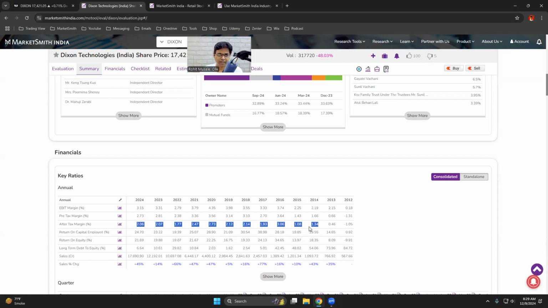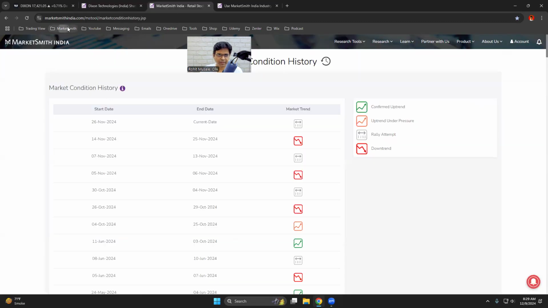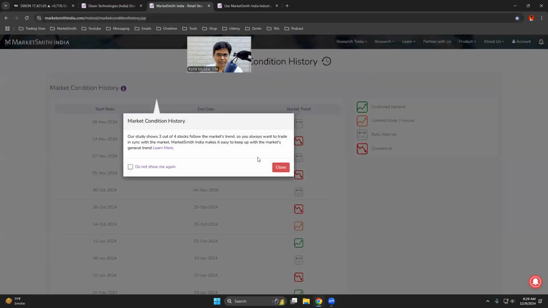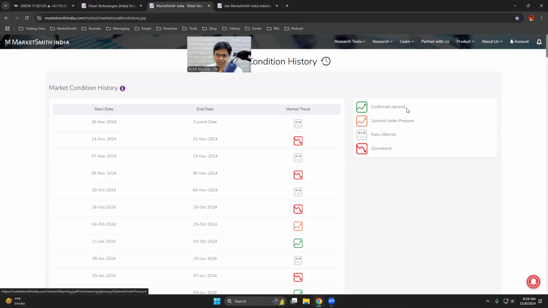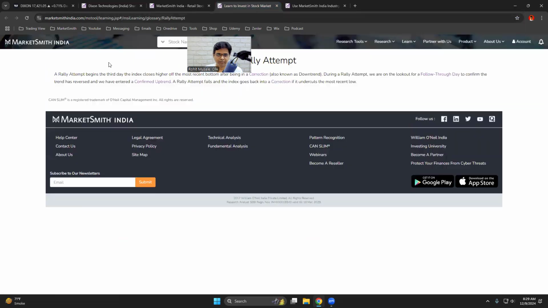Then what else? Market condition. You see this link. Market condition history. See, this is rally attempt. It tells you what to do. If you click here, it will tell you what to do. You can read this.